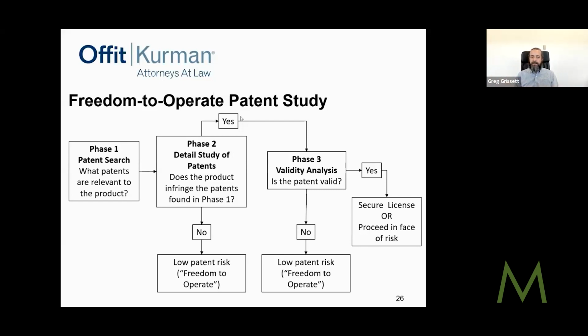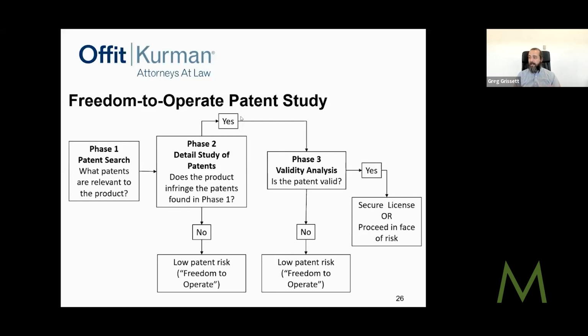Then you're going on to phase two, and you're really asking the question here: does the product infringe the claims of the patents found in phase one? And if you can get through all that and say no, you'd say there's lower risk or freedom to operate, based on the search and the scope of the search that you had.